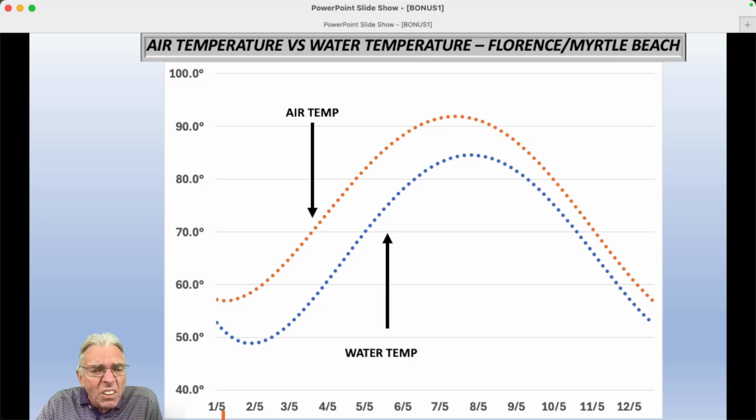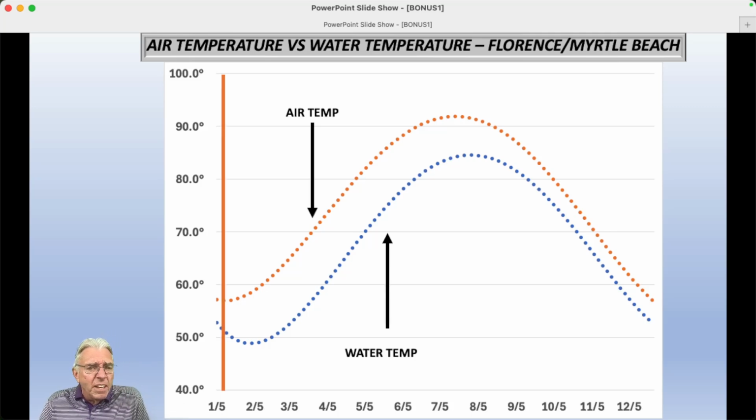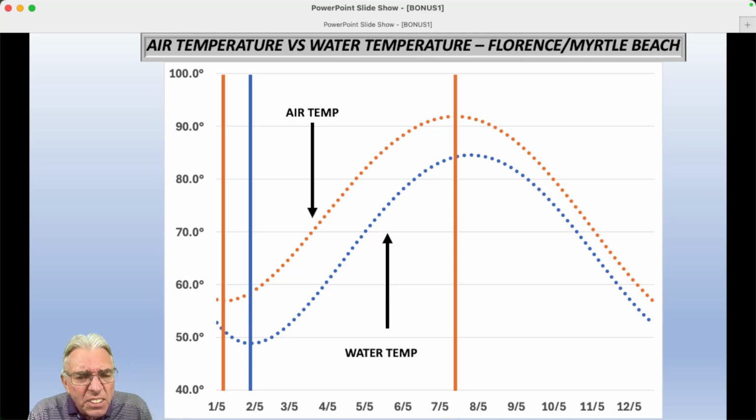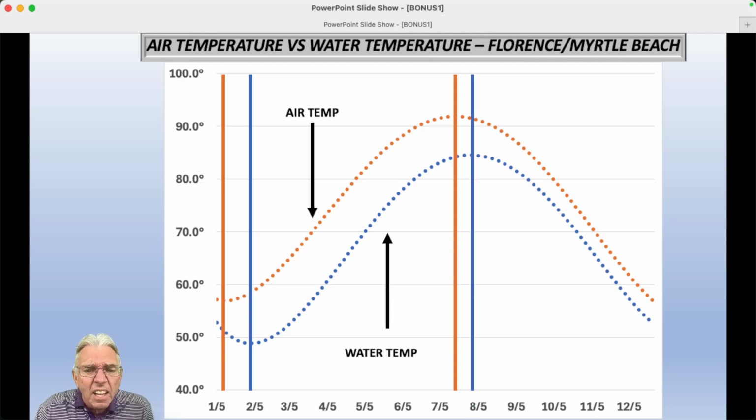And what I want to point out here is that the normal air temperature at Florence bottoms out maybe the 5th to the 10th of January, somewhere in that general neck of the woods. But the water temperature doesn't bottom out until the early part of February. So there's a lag there. And the same thing happens, except in the other direction, in the summertime: the normal air temperature peaks in Florence in the middle of July, but the water temperature does not peak until the early part of August.